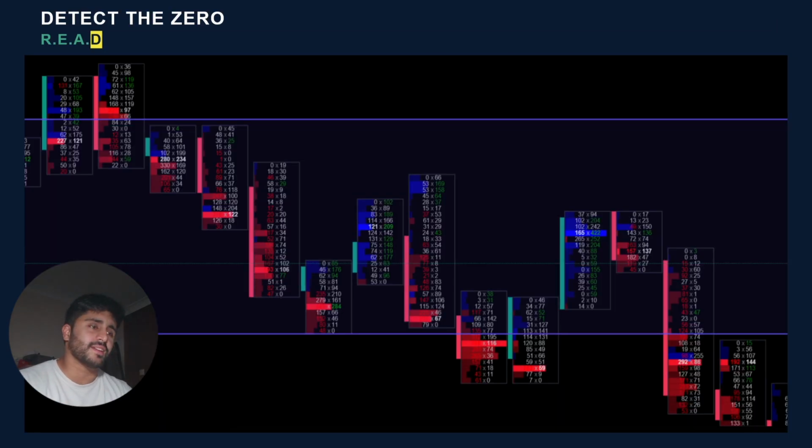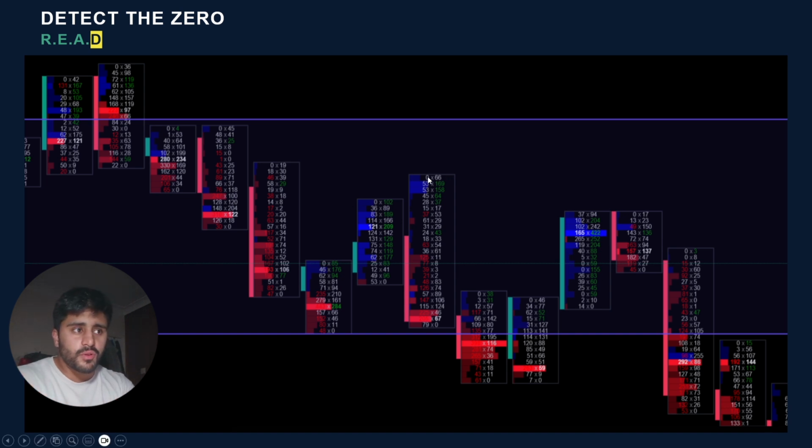So what does detect actually mean? Detect is essentially detect the zero. When I'm looking for a short, I want to see zeros at the top before the short happens. I'll explain later on in the video why I look for zeros. This is otherwise known as a finished auction. Just think of the market as an auction between buyers and sellers.